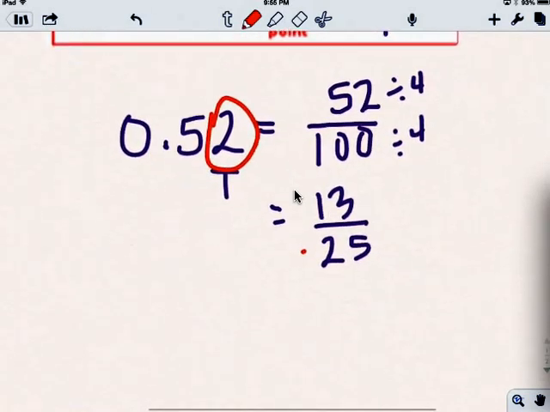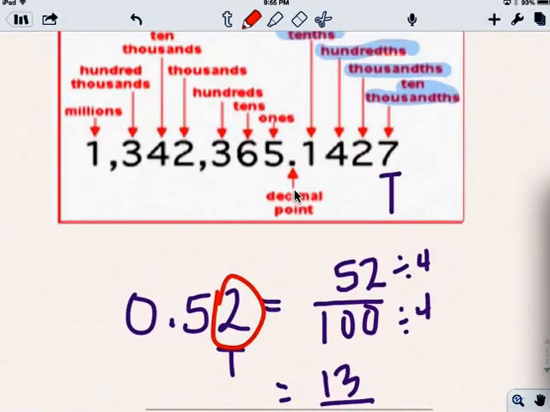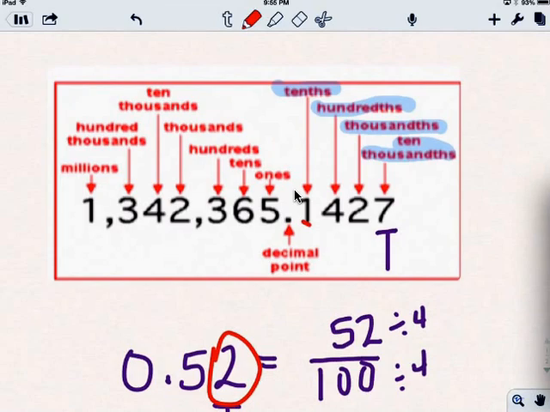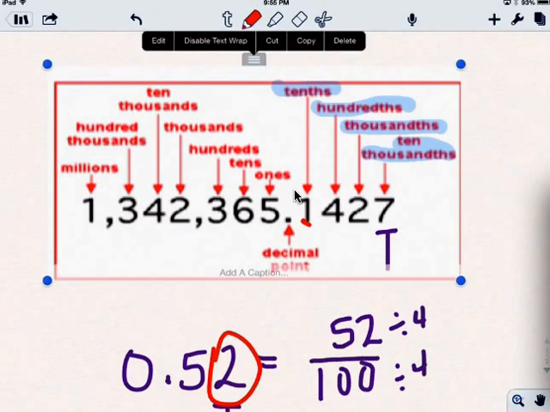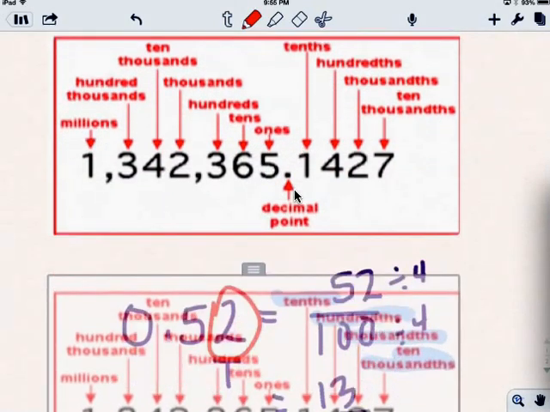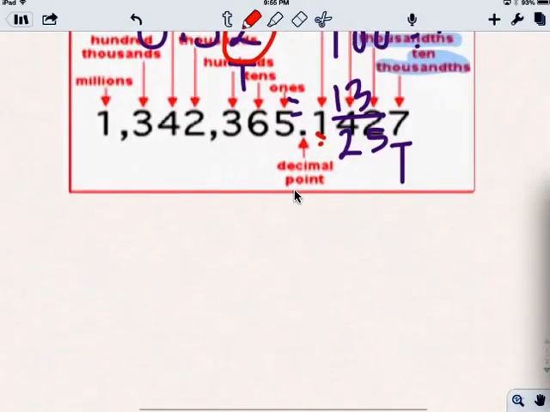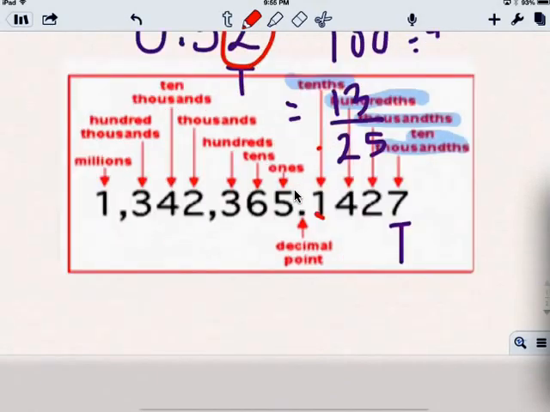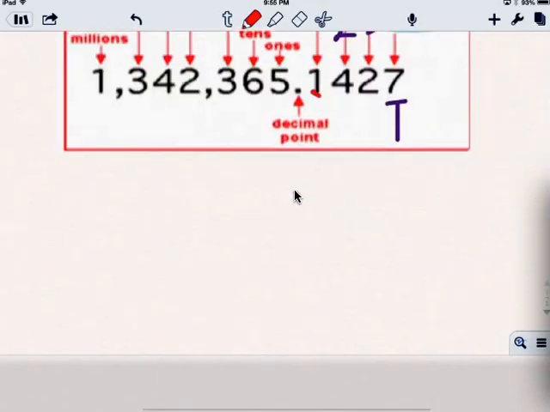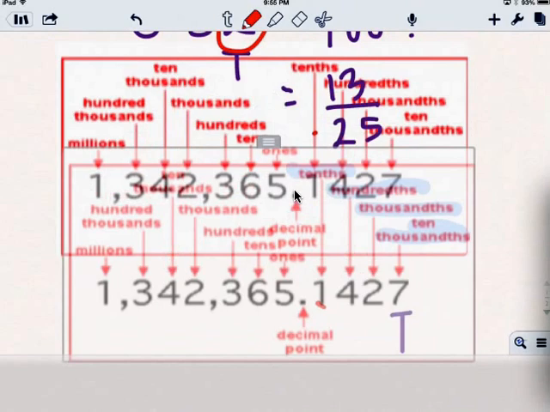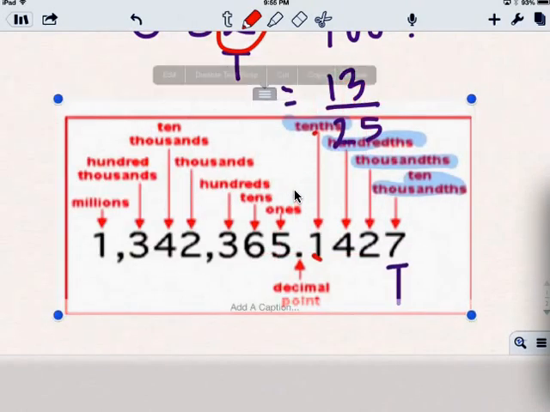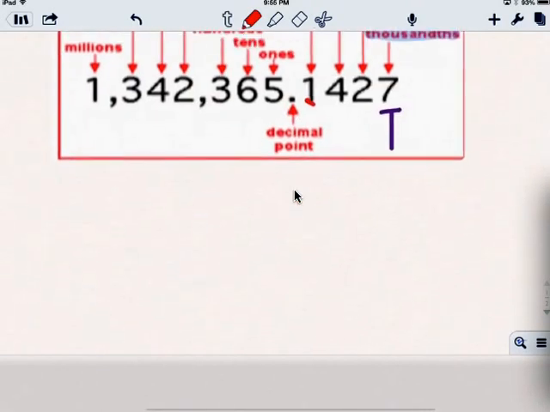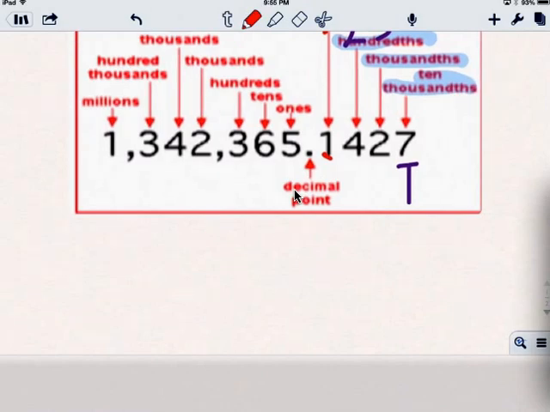Let's try another one. And what I'm going to do, I'm going to take this picture, if it'll let me, and slide it down so we can still have it on here. Ta-da! Yep. And then let's try another number.